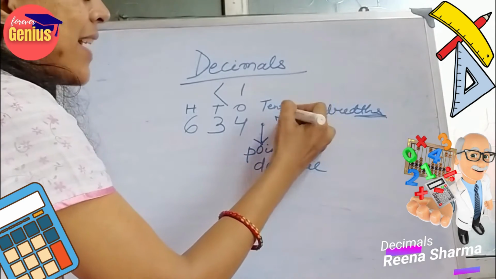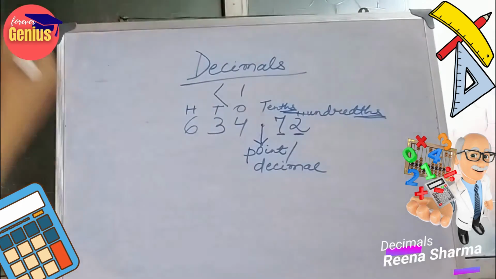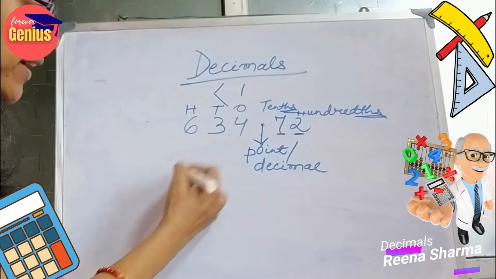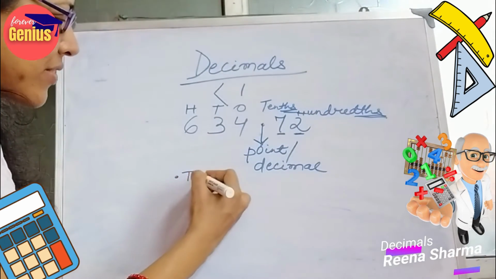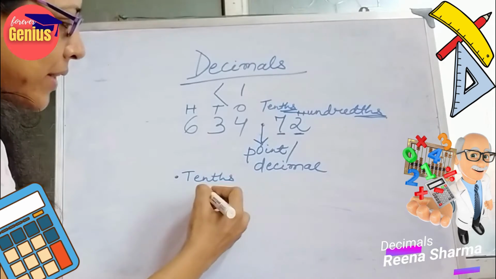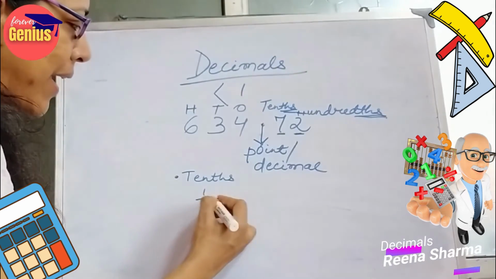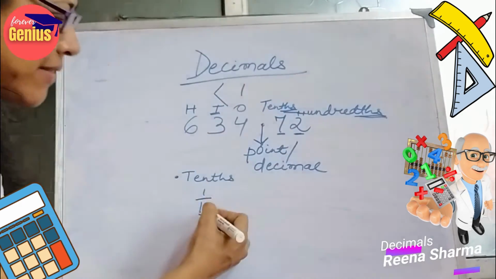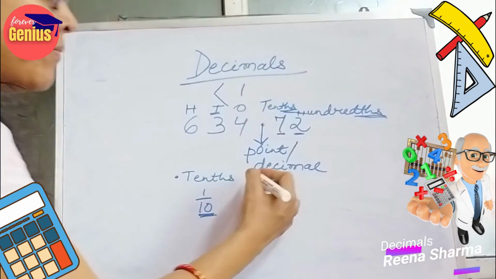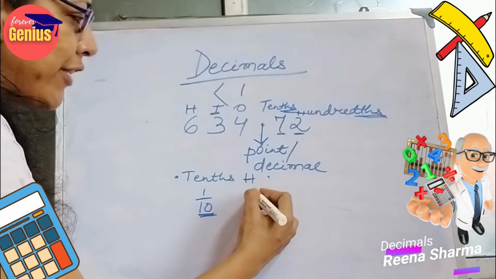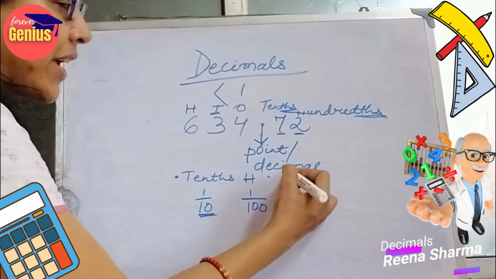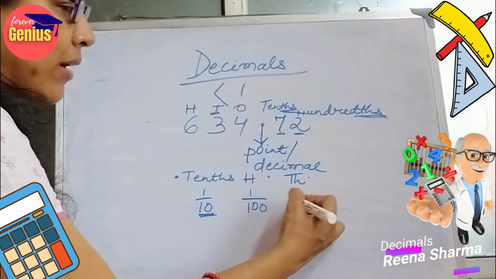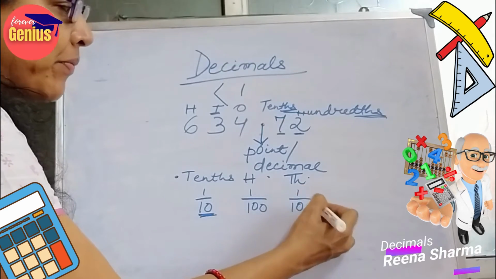Now let's understand after the point how do we write this. This is tens, means it is a fraction 1 by 10. As we know, in tens we take 10, so here it is divided by 10. In hundredths we take 1 by 100. In thousandths we take 1 by 1000.